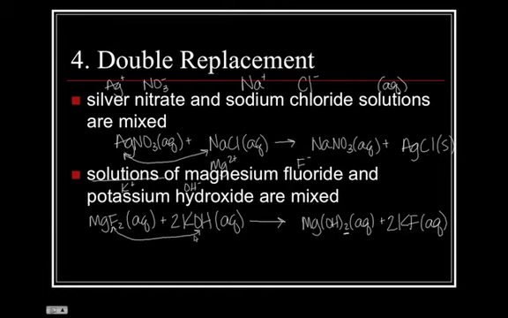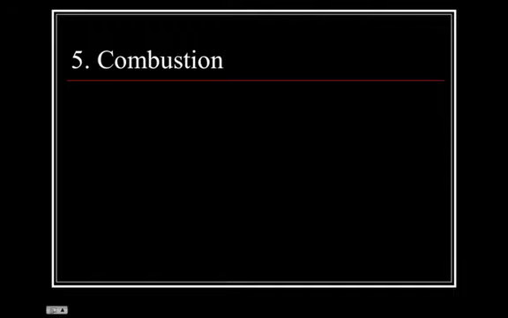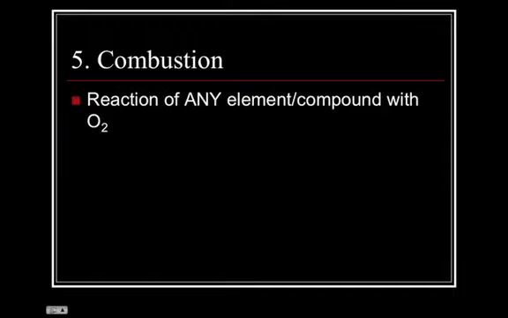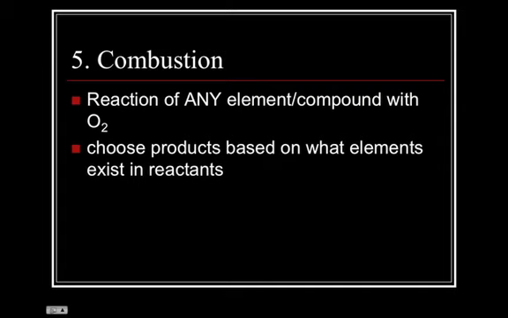The 5th and final type of reaction that we're going to talk about here is combustion, and that's the reaction of any element or compound with oxygen. The products are based on what elements exist in the reactants. Basically, whatever oxygen is reacting with, it's going to bond to. So if you have a hydrocarbon, then you're going to have a carbon-oxygen compound in the products, carbon dioxide, and you're going to have a hydrogen-oxygen compound in the products, water. Whereas if you don't have carbon, no carbon dioxide, no hydrogen, no water. And that'll make sense in just a second.